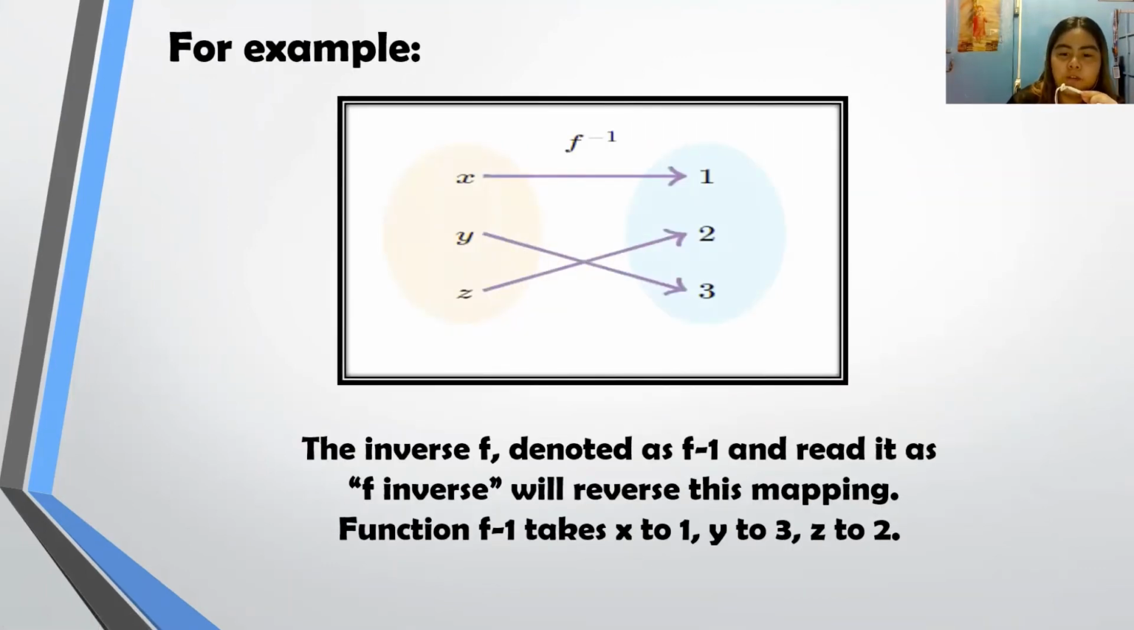The inverse of f is denoted as f -1 and read as f inverse. We will reverse this mapping function. F inverse takes x to 1, y to 3, z to 2.